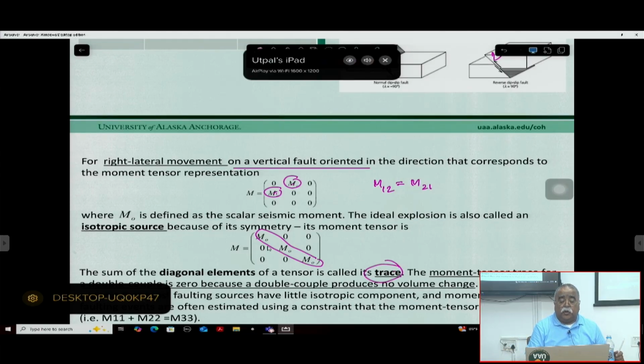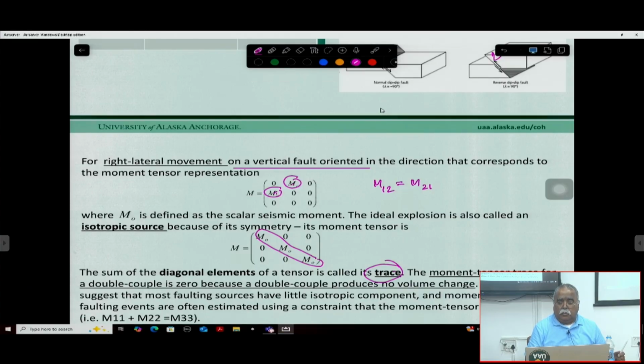Okay. So if it is a trace, then the sum of all the diagonal elements is called the trace. The moment tensor trace for a double couple is zero, because the forces are on the same line, so there is no moment, and therefore the double couple produces no volume change. So that will not change any volume in that part.